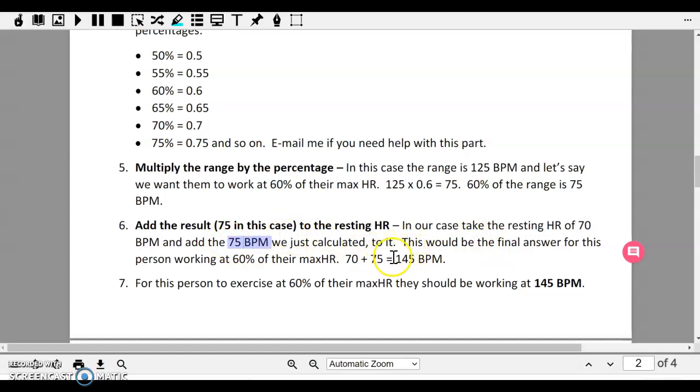So the final answer in this case for Mr. Trush would be 145 beats per minute. So for Mr. Trush, working at 60% of his max heart rate, he should be working at 145 beats per minute. What I'm looking for you to do is this calculation for Johnny Exercise, knowing what his max heart rate, his resting heart rate, and his percentage is.